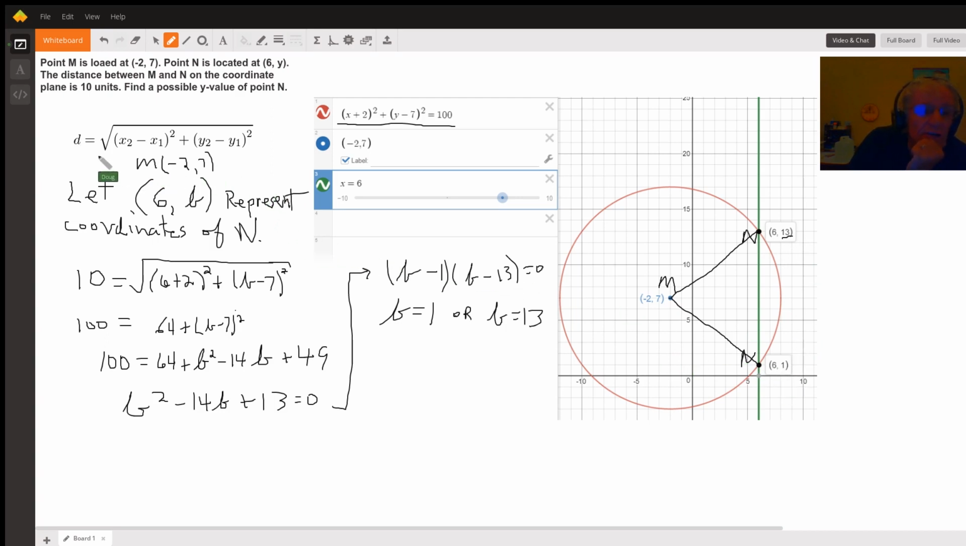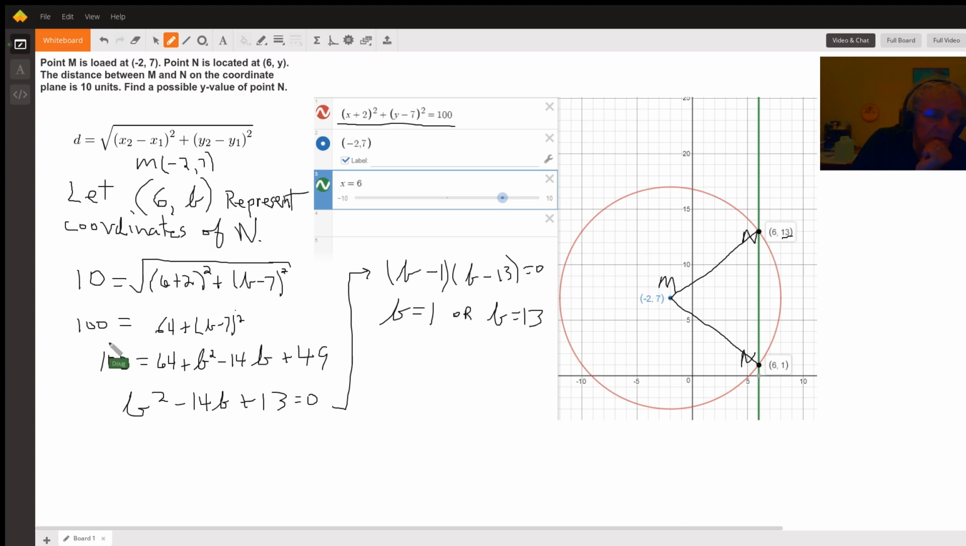Well, one way to do that is to use the distance formula. You could also use the equation of the circle, which is really the same thing. So instead of using 6, y, I'm going to use 6, b to represent the coordinates of point N, and substitute what we know into the distance formula. The distance between the points is 10, and that has to equal the square root of the change in x squared plus the change in y squared.